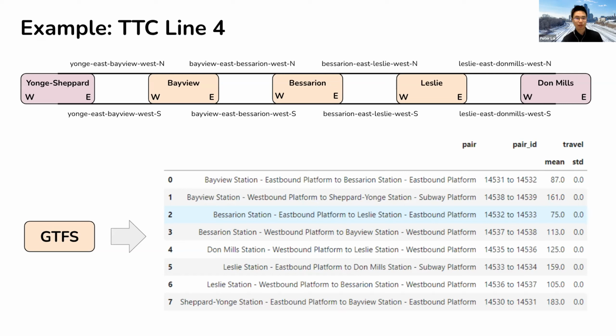So for the schedule, we're importing that from the GTFS static feed, and we can use it to set specific departure or arrival times at certain stations for the trains.